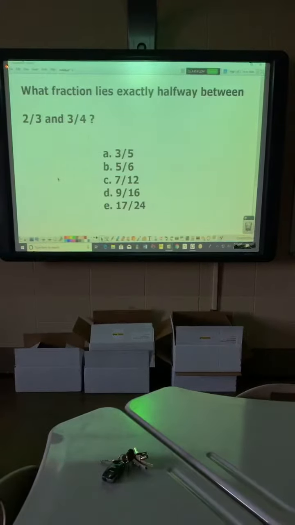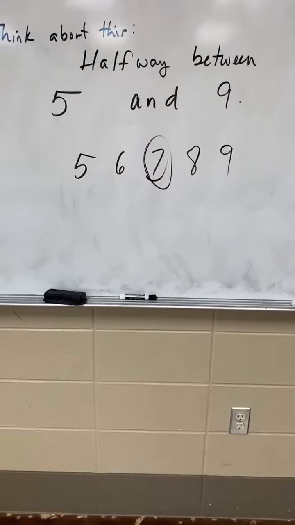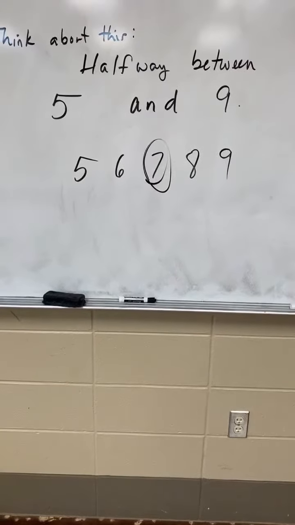If the question were to ask you what's halfway between 5 and 9, the easiest thing to do is just count it out from 5 to 9. And if you look right there, you'll see that 7 is in the middle. That's very simple to tell. But there's a numerical way of showing how you get to that 7.